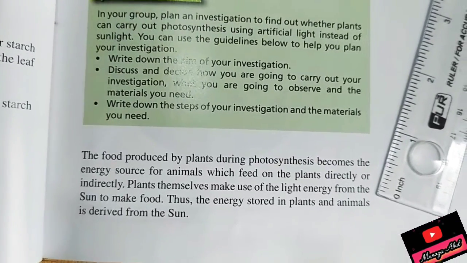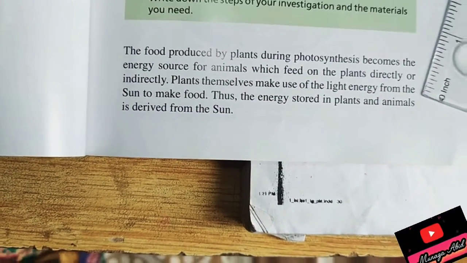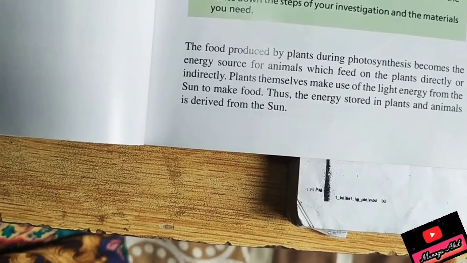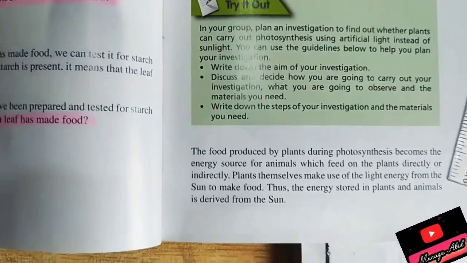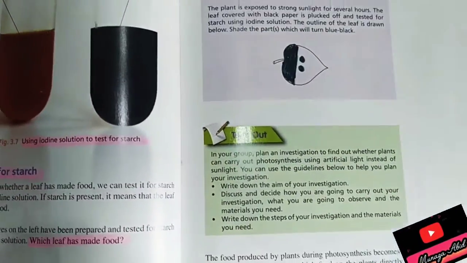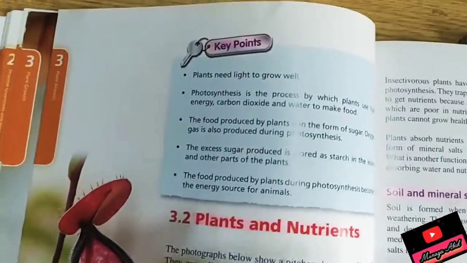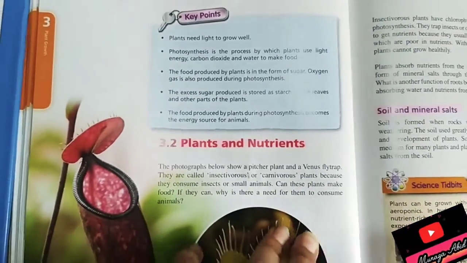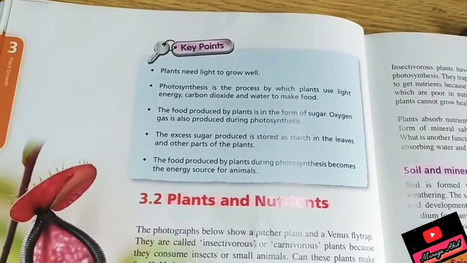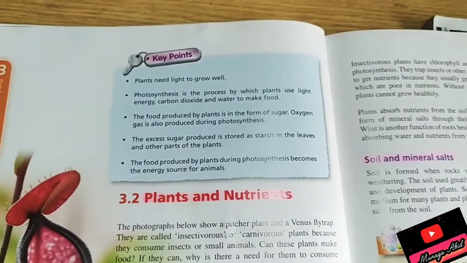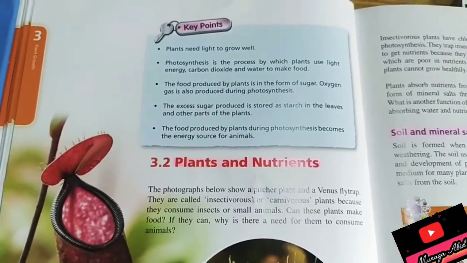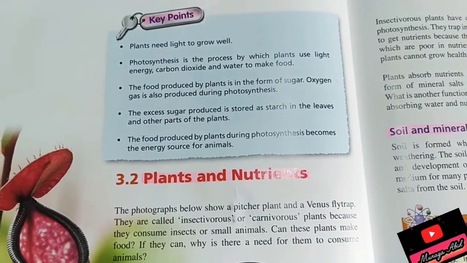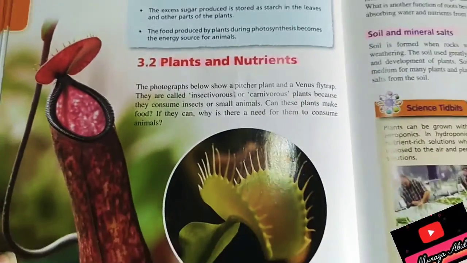Okay, at the last of page number 59, they are telling that the energy stored in plants and animals is derived from the sun, because photosynthesis is done in the presence of sunlight. These are the key points that you have to learn, because these key points are your learning outcomes. They can come as fill-ups or MCQs. They are very important for the whole of your life. If you're going to describe photosynthesis to anyone, these points will be the main key ideas for you to describe photosynthesis.